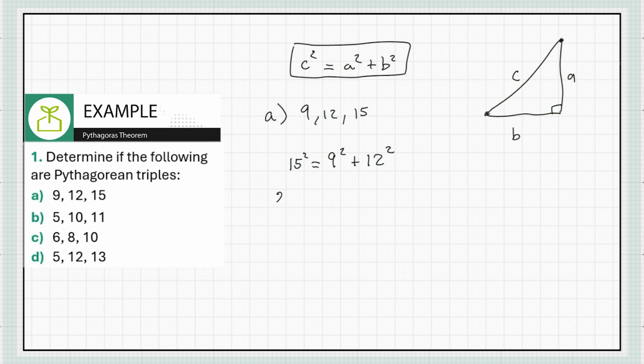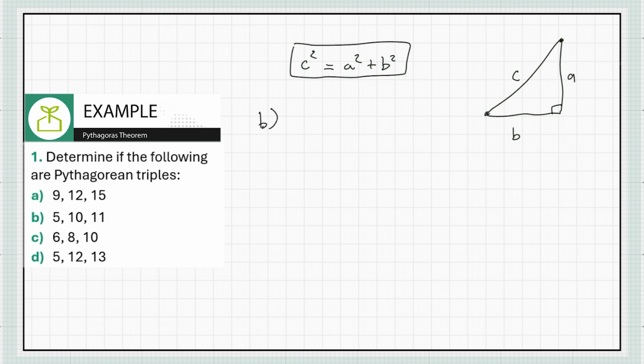So 15 squared is 225. That's just 15 times 15. 9 squared is 81, and 12 squared is 144. If I add both sides together, well, I have 225 stays the same, and I have to look at 81 plus 144. Now if I add up 81 to 144, I get 225. So this is true, and that means that this particular question, A, this set of numbers, is in fact a Pythagorean triple. Alright, let's look at B.